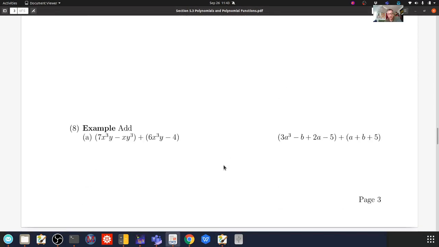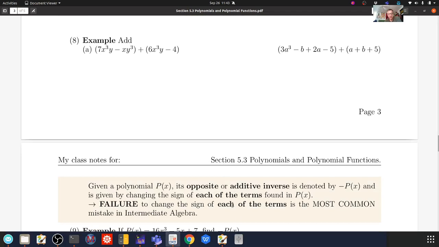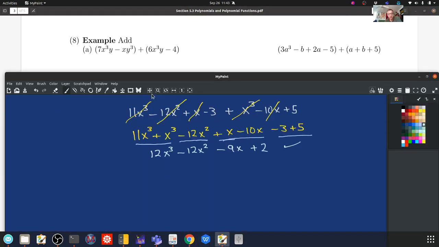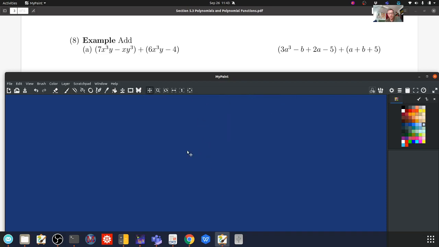And down here we have something that we've done. I placed them in parentheses. Before we do that, some of you may not be familiar with like terms.